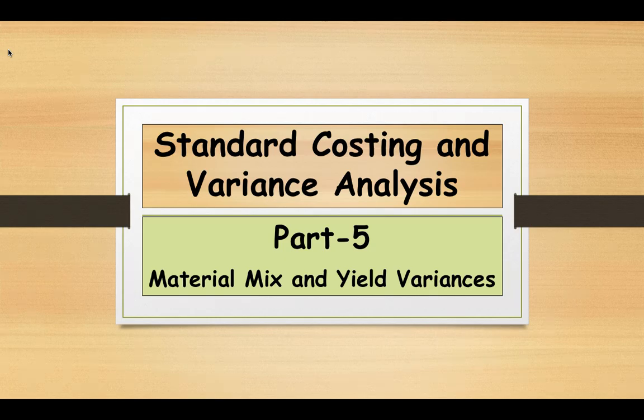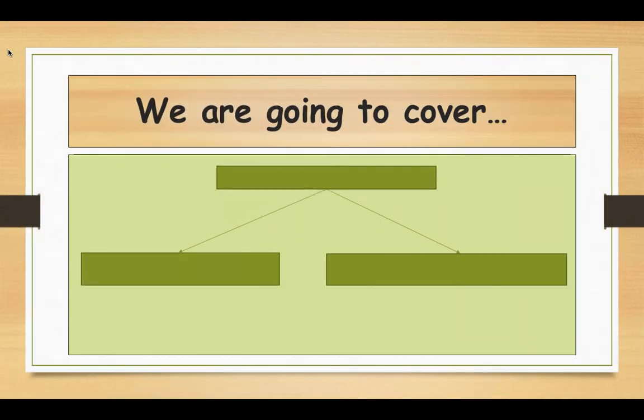This is part 5 of standard costing and variance analysis. In this part 5, we are going to see material usage variance, material mix variance, and material yield variance. So material mix variance and material yield variances are the subdivision of material usage variance. So we are going to cover all these.